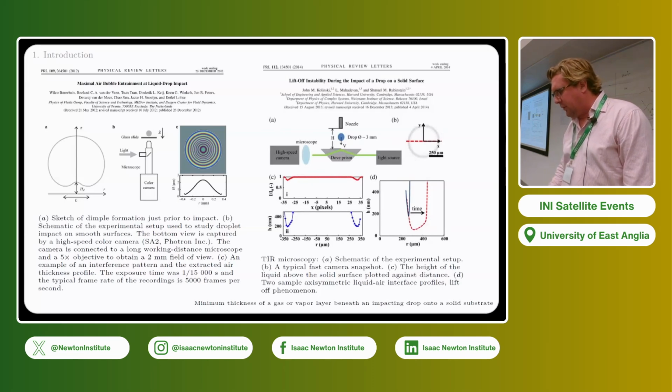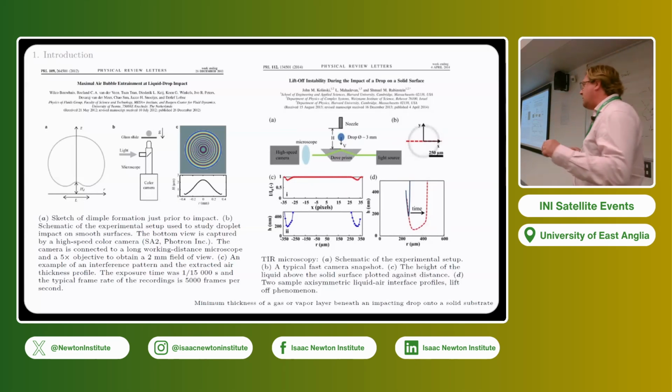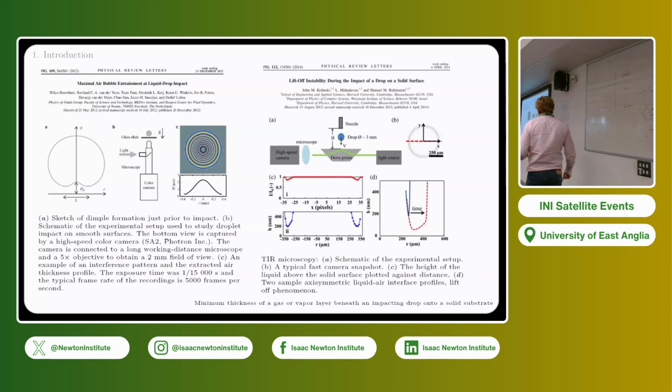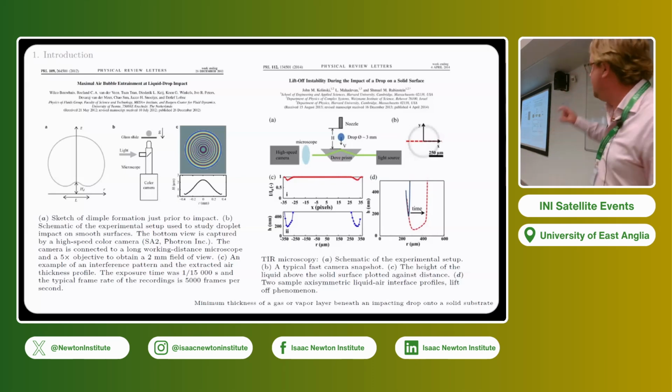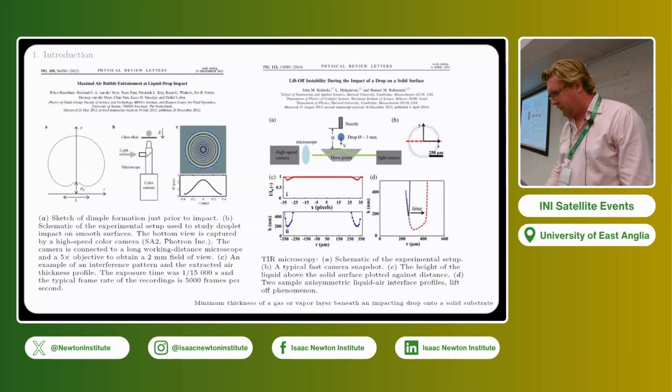After that, Kolinski performed experiments and showed that this minimum thickness evolves in time. You have the interface, and below this interface you have the air, and this interface is evolving in time. They observe the lift-off effects as the minimum thickness increases in time. So the air layer performs a lift-off of the impacting drop.